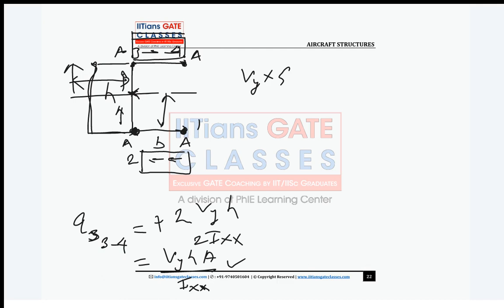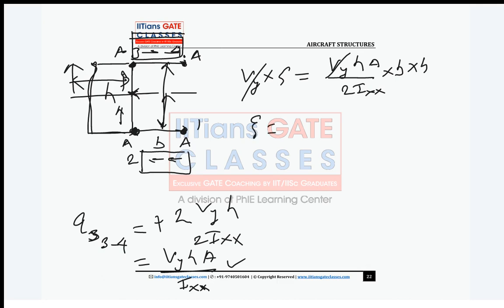This is equal to what? Your shear flow 1 to 2 is constant, and what we found is Vy into h into A upon 2Ixx, and it is for what length? b length. And what is the moment arm? It is h by 2, and we are doing it about what? Not h by 2. The moment arm is what? It is h, because if you find about this point, how much is the moment arm? h. So multiplied by h. So what is your shear center zeta for the idealized section? It is b h square, then boom area A upon 2 Ixx.